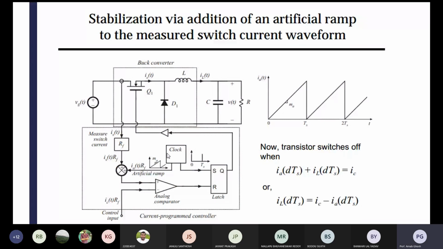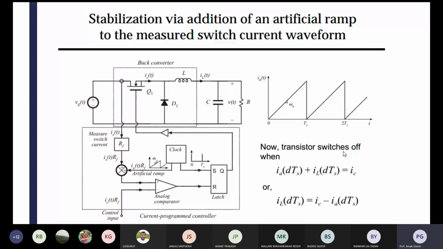From the clock signal you can also find out the ramp. Basically it's a signal generator. Clock means it's a signal generator circuit. That will provide you one artificial ramp that is added to your inductor current, and after that it will be compared with your control current. Okay, the control input and the ramp plus inductor current. Then you are getting that one.